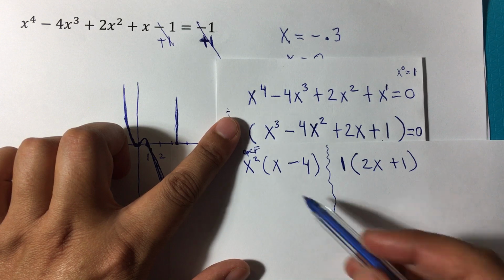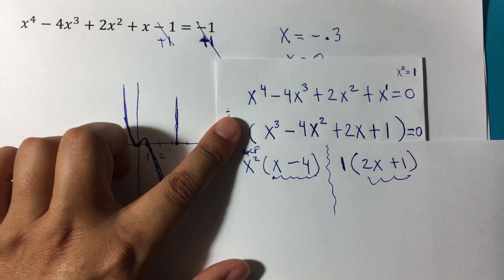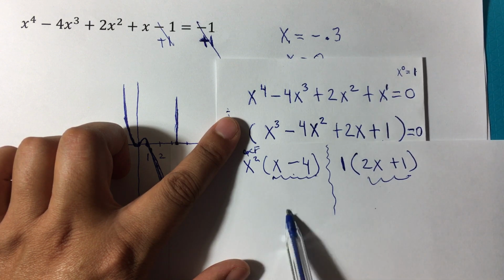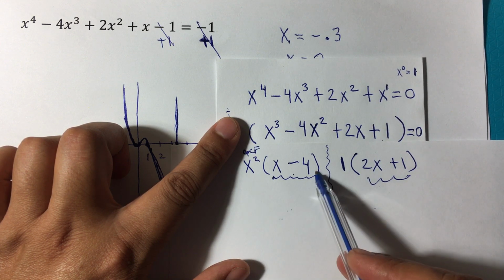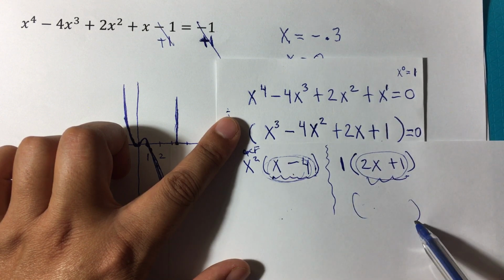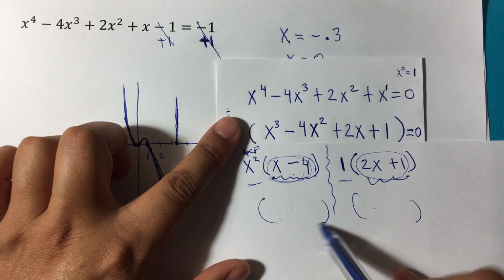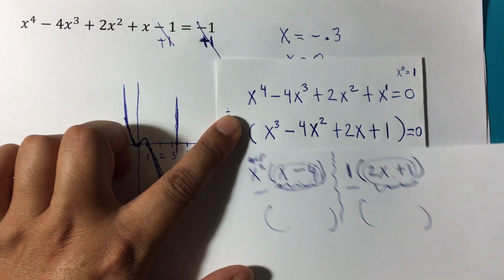The point with grouping is that these parentheses need to be exactly the same, but they are not. That means it's not helpful to do grouping, because it's not going to create two different factors. These have to be the same to be one of my factors, and then you get the ones outside to be the other factor. They're not the same, so it won't work.